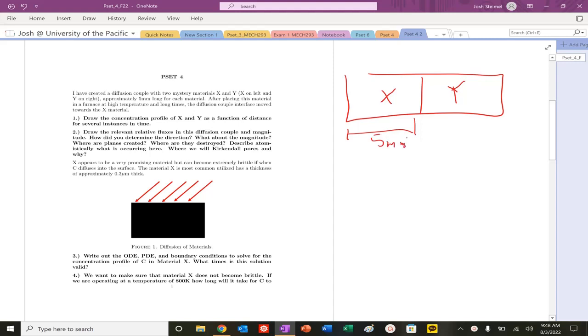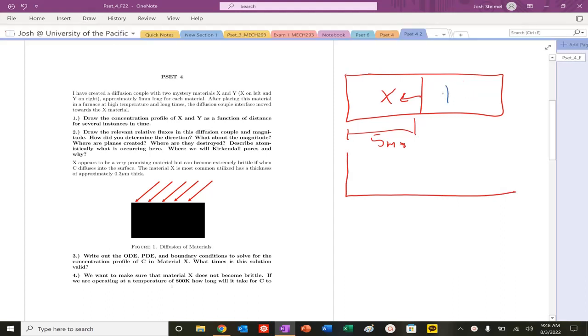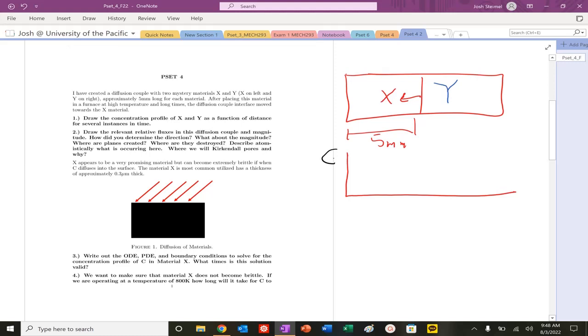After placing this material in a furnace at high temperatures and long times, the diffusion couple interface moved towards the X side. So that's strange, if we didn't know about the Kirkendall effect. Now we are asked, and actually I'm going to change my Y to blue, to draw the concentration of X and Y as a function of distance for several instances in time.